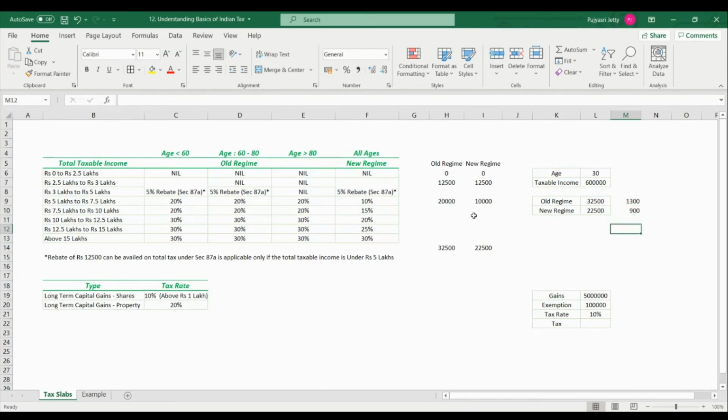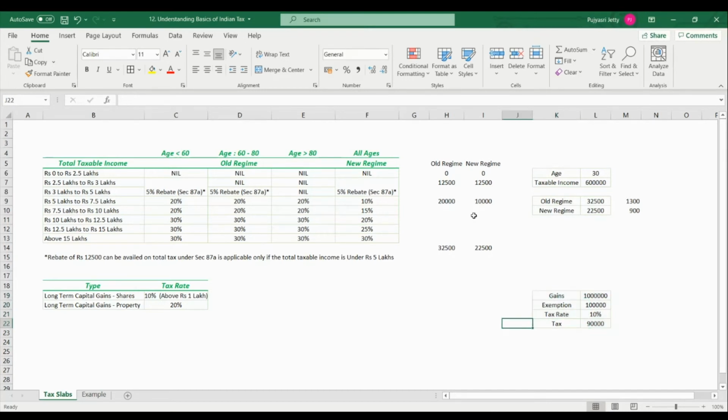Now moving on, let's see an example for long-term capital gains as well, which is a fixed rate tax. Let's say you have sold shares worth 10 lakhs. Exemption is provided up to 1 lakh and the tax rate is 10%. So now on the amount above 1 lakh, which becomes 9 lakhs, you need to pay a tax of 10%, which equals 90,000. In this way, you can calculate the tax that you need to pay for capital gains as well.